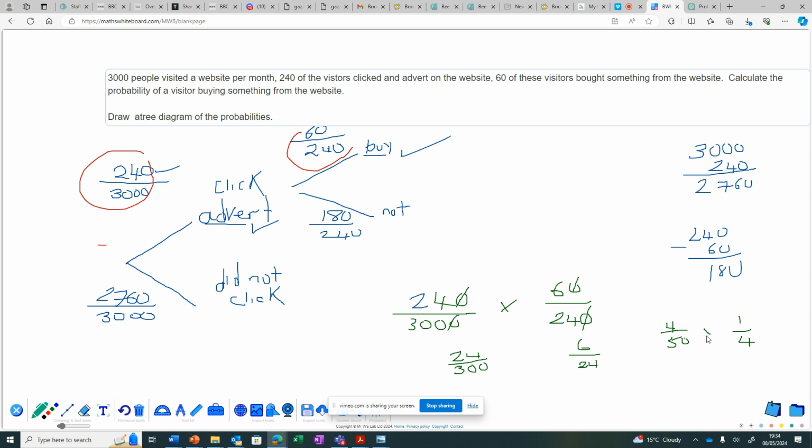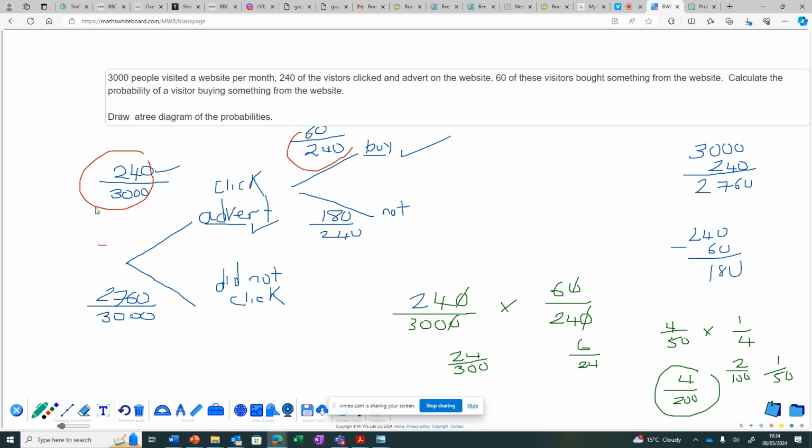I might just leave it there. So multiply top by top, bottom by bottom, and I get 4 out of 200. Which you can even simplify further, although this answer is pretty acceptable. You can simplify it by halving it to 2 out of 100, or simplifying it again by halving it to 1 out of 50.